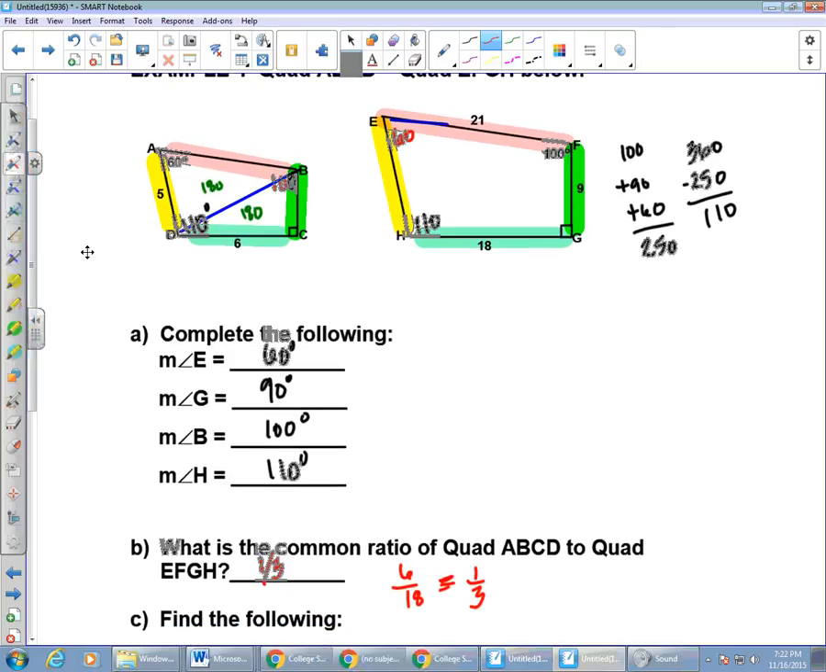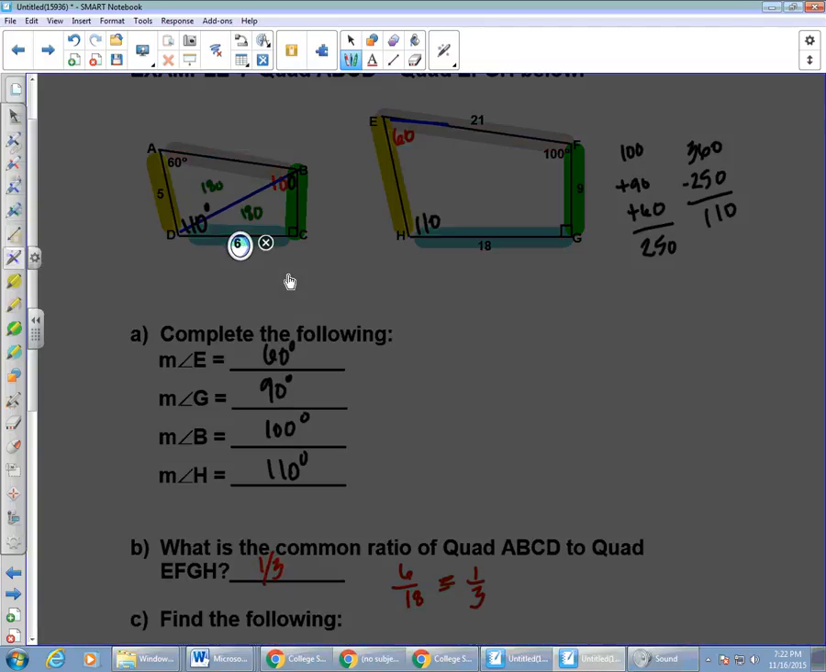And I'm just going to do this in my head, and I'll show you how. If I compare 6 to 18, there are two things I can say. I can say that 6 is 1/3 of 18, or I can say that 18 is 3 times 6. Either thing you say there is correct.